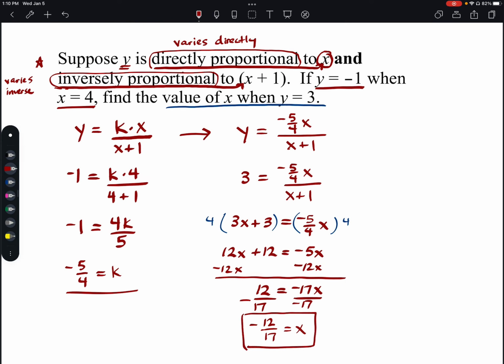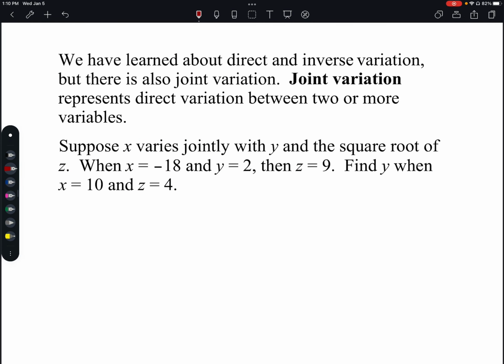Now I'll show you in class if you want some more ways to check to make sure everything's correct. Just don't want to take up too much time in the video to do that. So that is our answer for this one. So remember, sometimes you have more than one thing going on. And that actually will end up happening in this last one too.